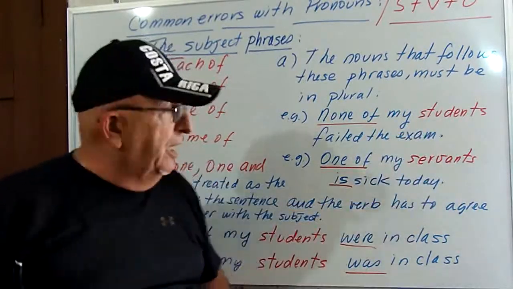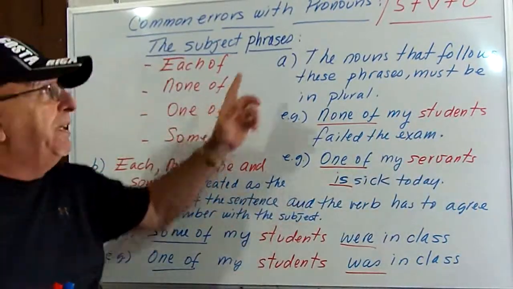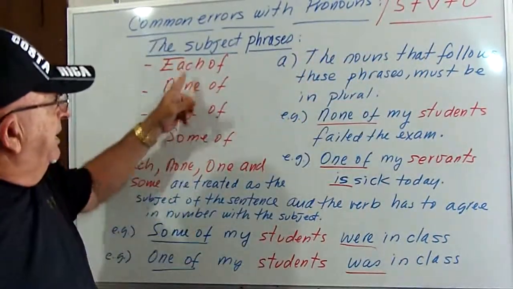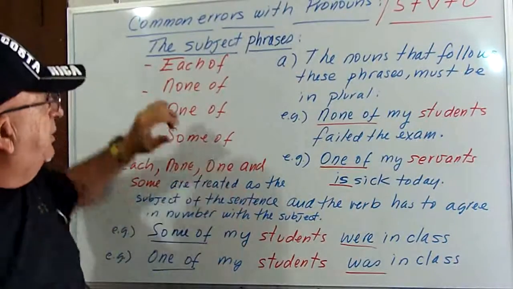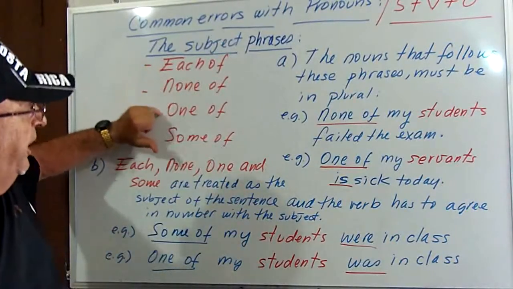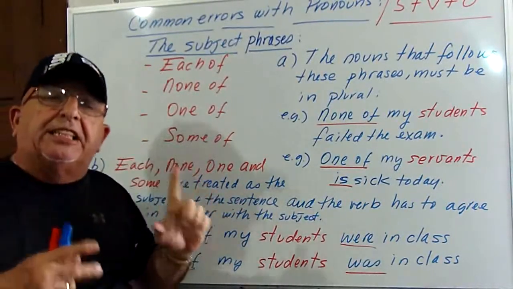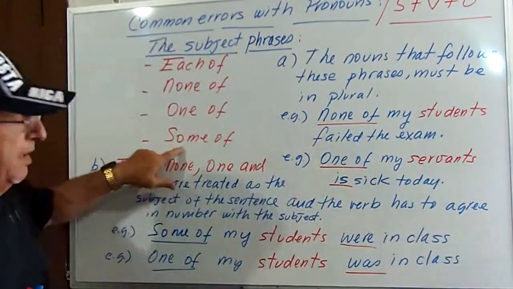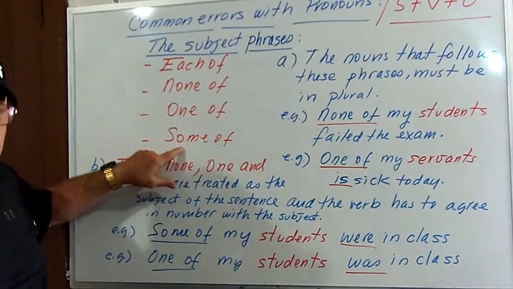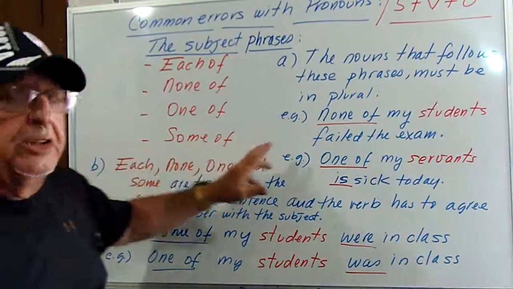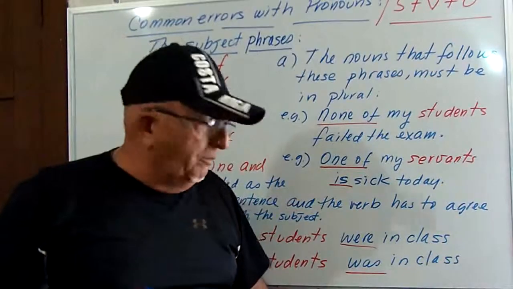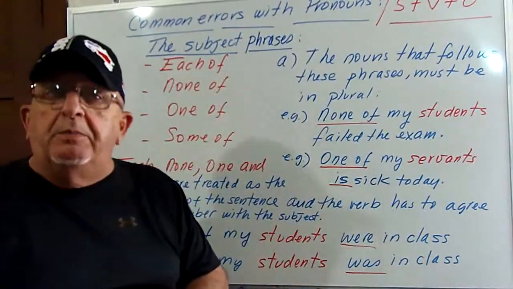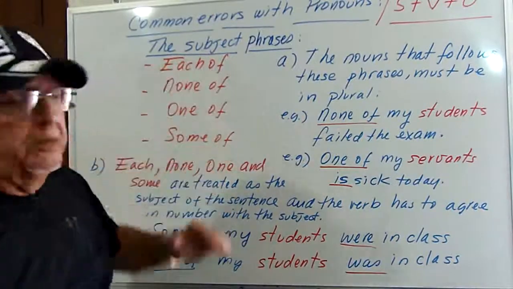Students, servants. And in the subject-verb agreement, the number has to do with the verb. See, so in this case, each, none, and one as subject of the sentence is singular. The verb has to be in singular form. And some is a plural form of the subject of the sentence. So the verb has to be in the plural form, okay? So I hope that you understand this. This is very common that we make these mistakes when we're using these subject phrases.